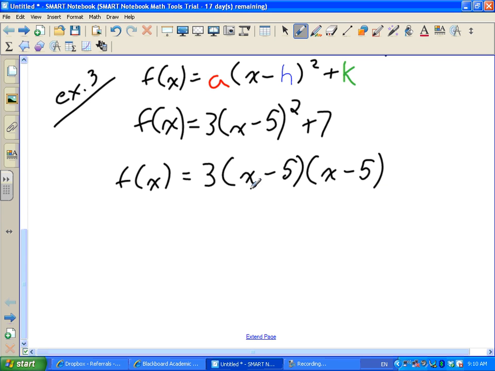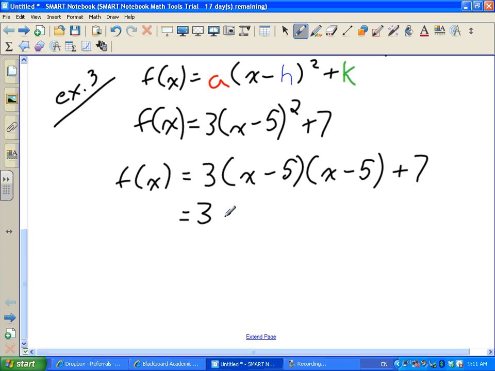So this then becomes x minus 5 times x minus 5. That's where we're using our FOIL again. That's what we did in our second chapter. Okay? So I've expanded this, and then we're going to go into FOIL. So I'm just going to use the equal sign now. We'll leave f of x out.